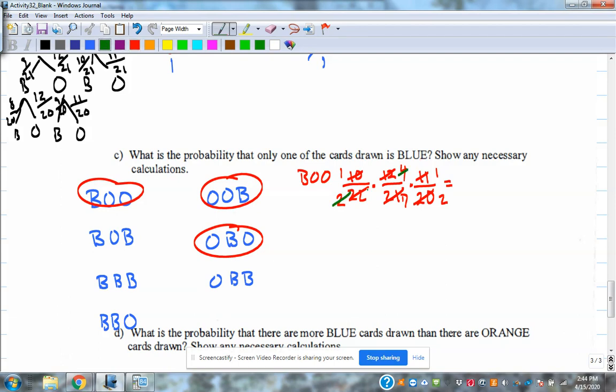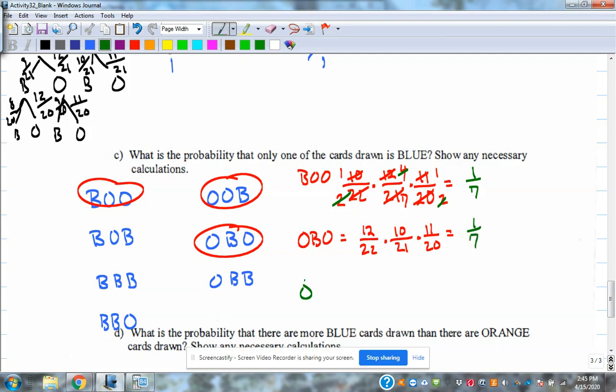And I'm simplifying here. A long way to get 1 over 7. And then we're going to do orange, blue, orange. That'd be 12 out of 22 times 10 out of 21 times 11 out of 20. Okay. Notice those are the same numbers on the top, just in a different order, and the same numbers in the bottom. Okay, I know this is going to reduce to be 1/7 as well.